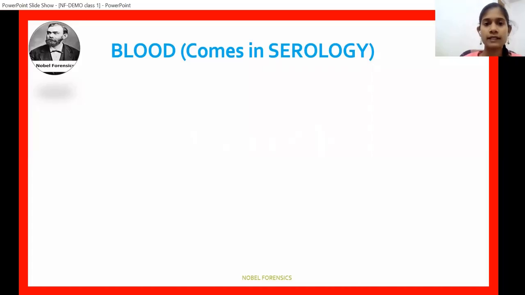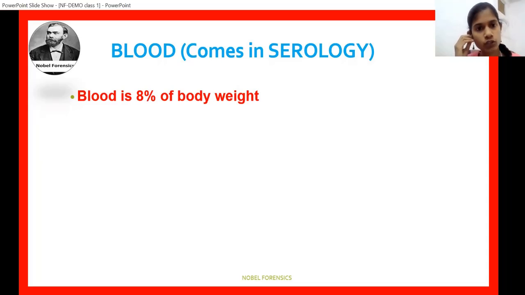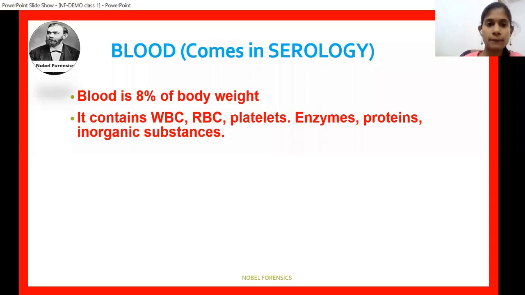Then the topic blood. Blood usually comes under serology, and the nature of blood is also important for UGC NET, so I added the basics of blood also. Blood is 8% of body weight. It contains WBC, white blood cells, red blood cells, platelets, enzymes, proteins, and inorganic substances.